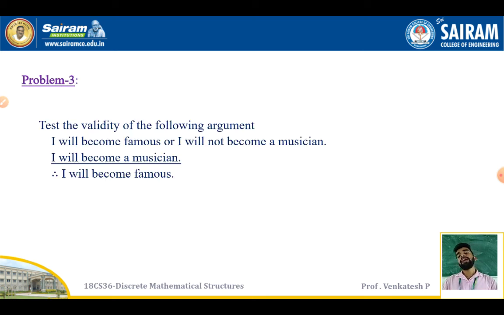Problem number 3. Test the validity of the following argument. First one, I will become famous or I will not become a musician. Next one, I will become a musician, therefore I will become famous. So here I am going to assign the propositions P, Q for the given statements. Let me define P as I will become famous, and Q as I will become a musician.